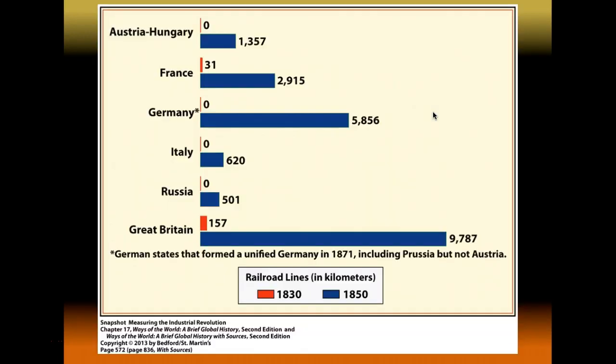Very impressive. This is a scale that shows the amount of railroad lines in Europe, and you can see Great Britain has the most pretty quickly by 1850, and other places in Europe follow pretty closely behind, but not quite what Britain has. Germany comes in second, and then France.